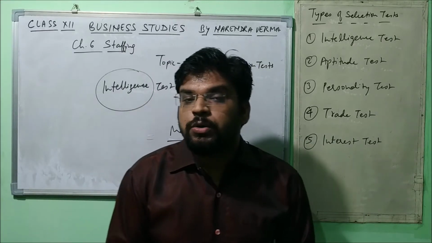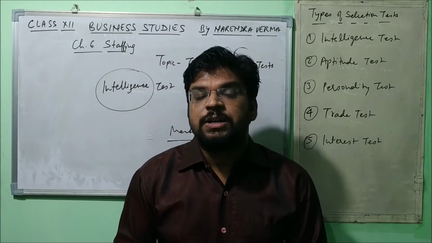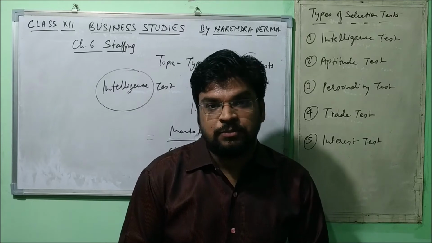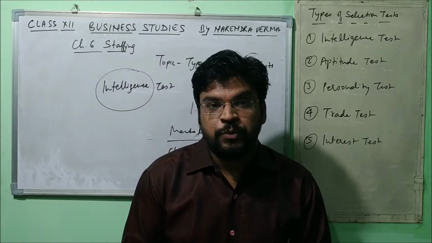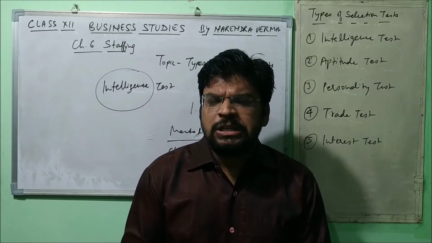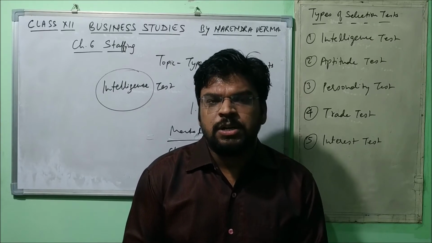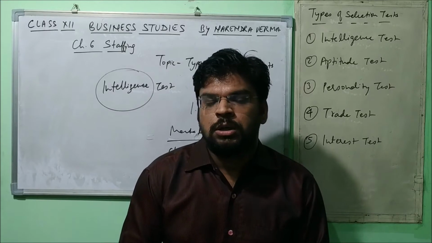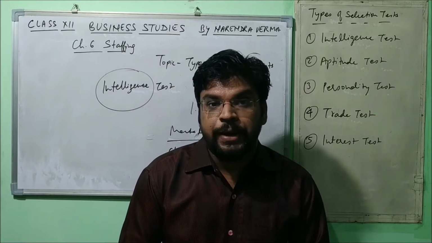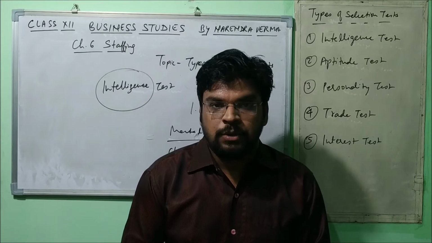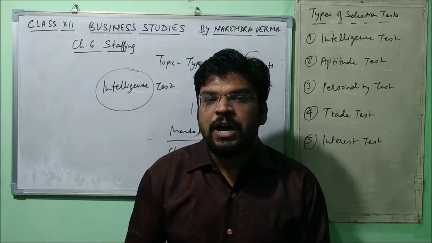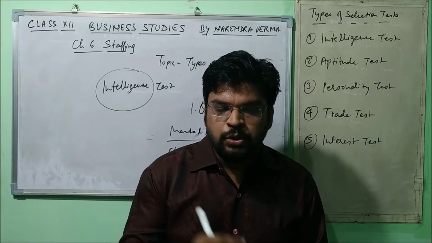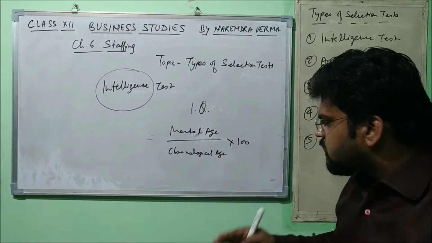Let me tell you about Isaac Newton and Albert Einstein. They had an IQ score of around 160, which is the highest in history. As an estimate, only about 0.1% of people in the entire world have this, so it is very rare. Most of the people have average IQ, and that comes under an IQ score of 100. Now let me tell you how this is calculated.